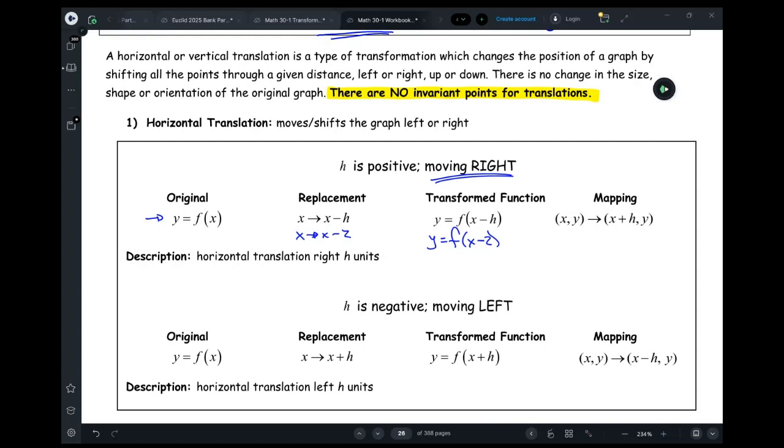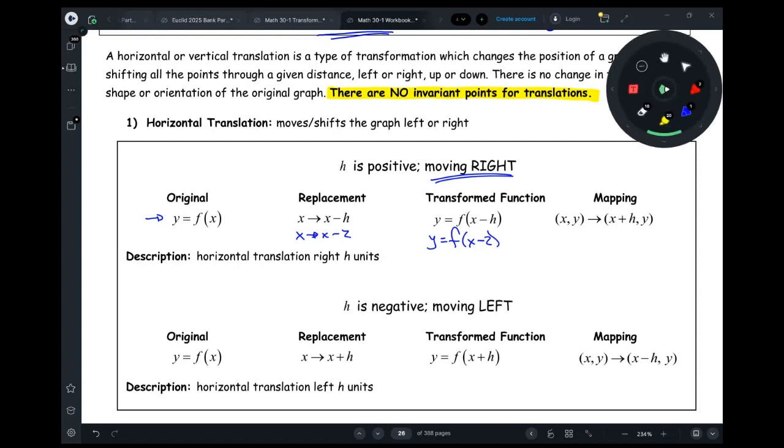I know that looks a little weird because just inside here I've got x minus 2, and subtraction would typically imply going to the left. But in this case, we are actually moving to the right. My mapping, what is actually happening to the points on the graph, is that I've got to take all the x coordinates and add 2 to them to perform this transformation. And I want to explain why, so that you get a better sense of what's going on here and why it is opposite to what you're seeing in the transformed function.